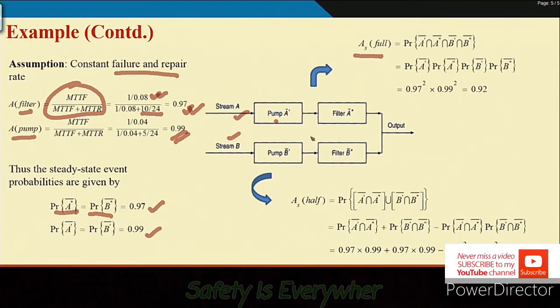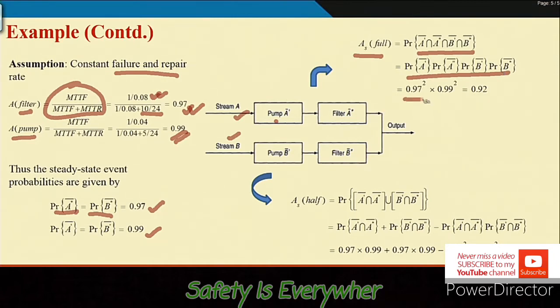So, that means it is a situation like this: A dash bar intersection A double dash bar, intersection of this B dash bar and B double dash bar, that is written here. So, AS full is the probability of this. Now, you know all those events are independent. So, you are multiplying all the probabilities and you are getting this.